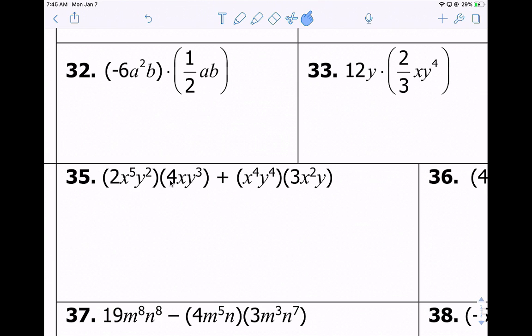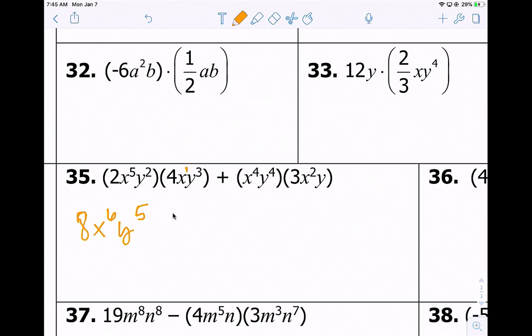So we're just going to focus on one side at a time. So we do 2 times 4, that would be 8. And then we have x to the 5th and x, again, that's x to the 1. So we add those together. So that's x to the 6. Then we have y squared and y cubed. That's going to be y to the 5th. So this left-hand side simplified to 8x to the 6, y to the 5th.